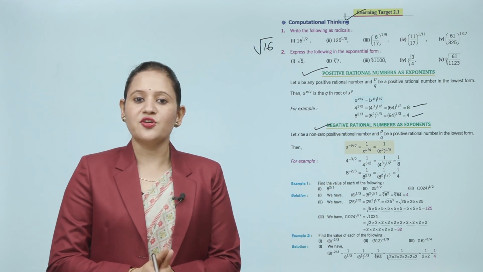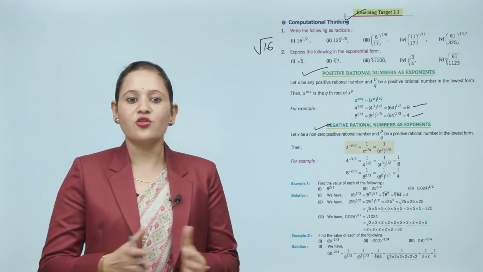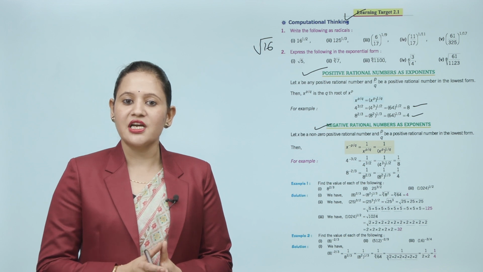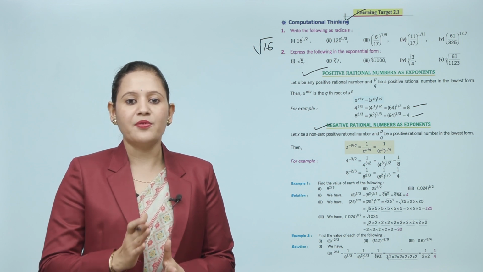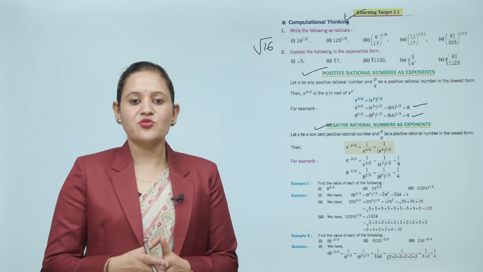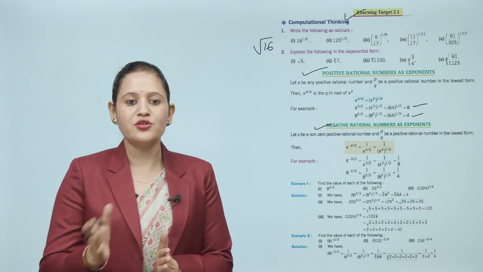Let x be a non-zero positive rational number and p upon q be a positive rational number in the lowest form. Then x to the power minus p upon q equals what? 1 upon x to the power p upon q, since it is negative, to make it positive we take it down. Equals what? 1 upon x to the power p and whole power 1 upon q.